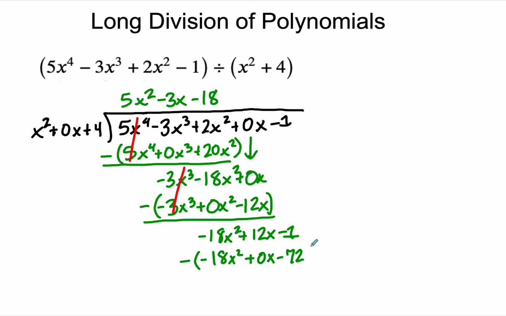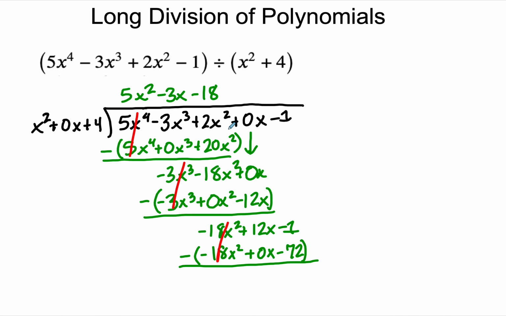Now you can clearly see that this didn't work out evenly because we still have a remainder, but we can write our final answer. So this is going to cancel, and then what we have left here is going to be our remainder. That's going to be 12x minus 0, which is 12x. And then negative 1 minus a negative 72 is actually positive 71, because it's minus a negative. So this is my remainder.